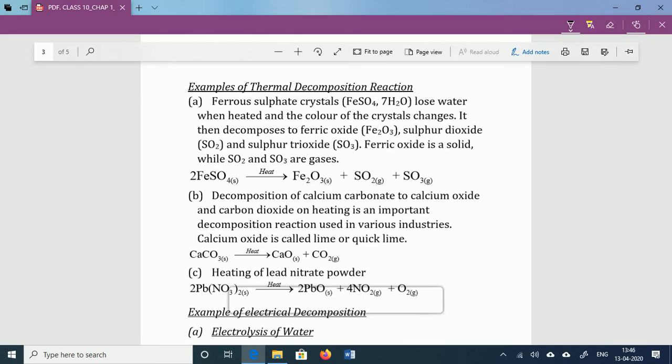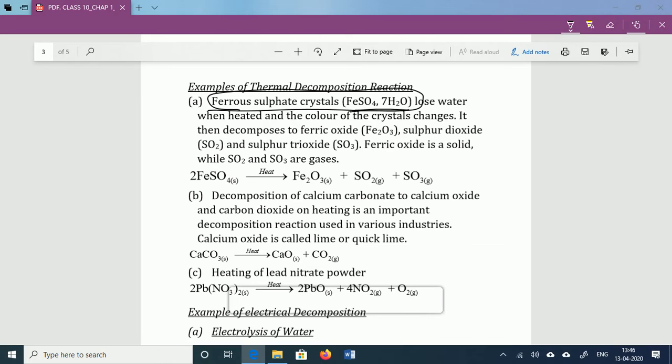Here one interesting example is the ferrous sulfate crystals, that is FeSO4.7H2O. Here the 7H2O is the water of crystallization, which we already discussed in our ninth standard. FeSO4.7H2O. Now when we provide the initial heating, at that time the FeSO4 does not undergo the breakdown process.